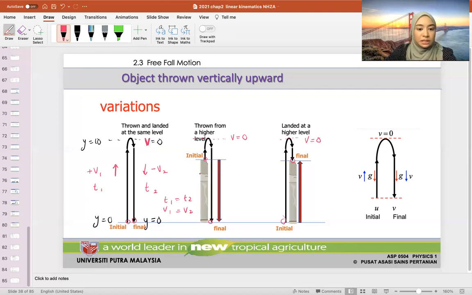What about the displacement? What can we say about the displacement? If motion is going up, what is the displacement?